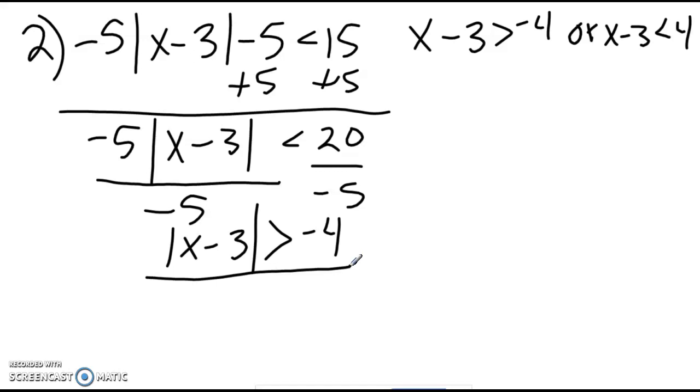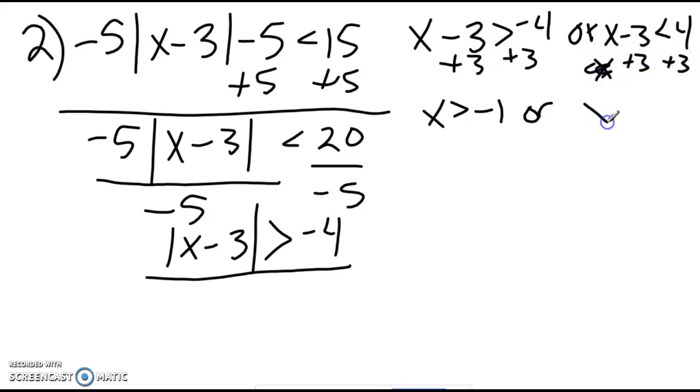Add 3 to both sides here to get x by itself, so I will have x is greater than a negative 1, or add 3 to both sides, plus 3, and I get x is less than 7. Good. Wouldn't that be right? x is in between negative 1 and 7?